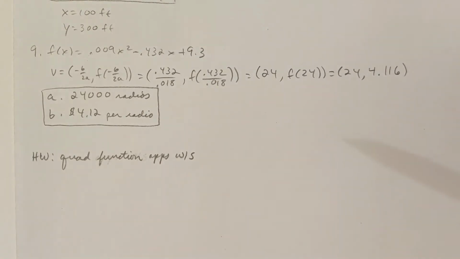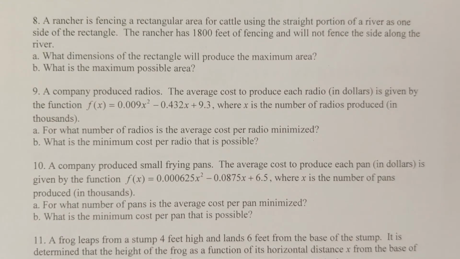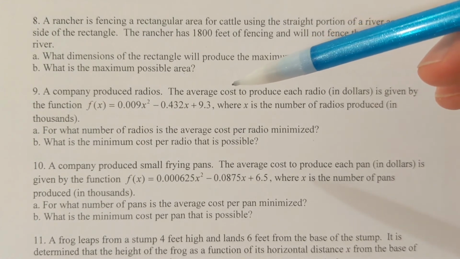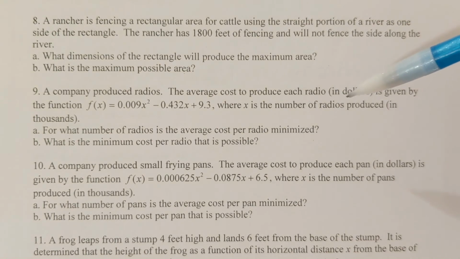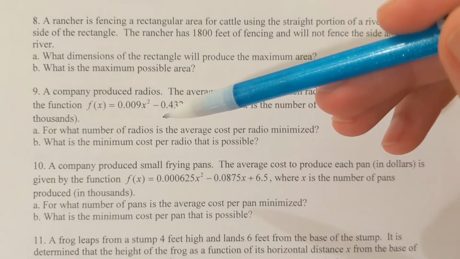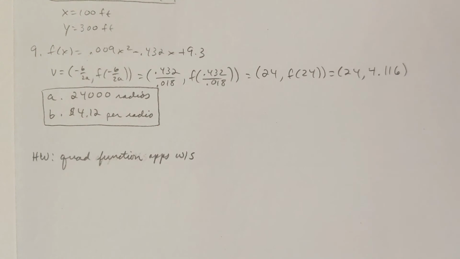Okay. Problem 9. A company would produce radios. The average cost to produce each radio in dollars is given by the function 0.009x squared minus 0.432x plus 9.3, where x is the number of radios produced in thousands. Okay, part A, for what number of radios is the average cost per radio minimized? And then part B, what is the minimum cost per radio that is possible?